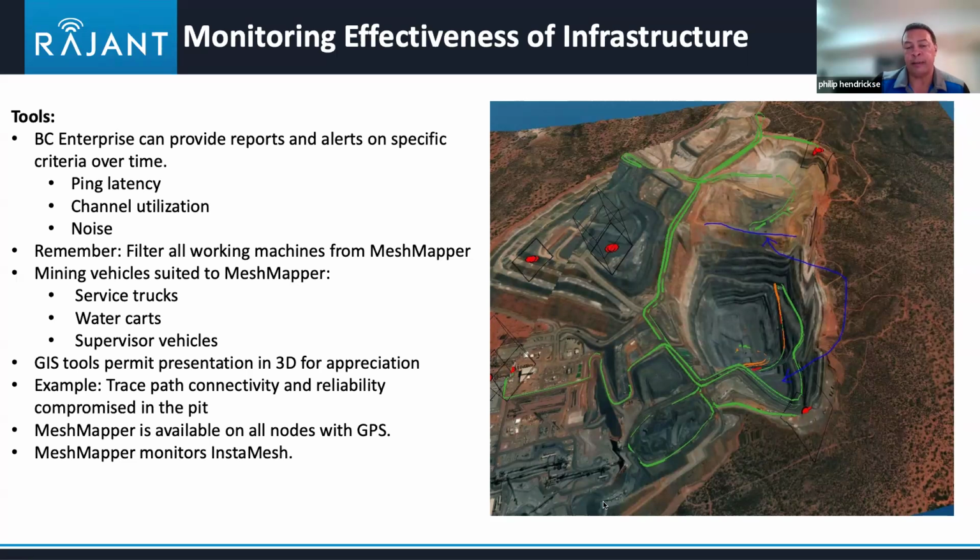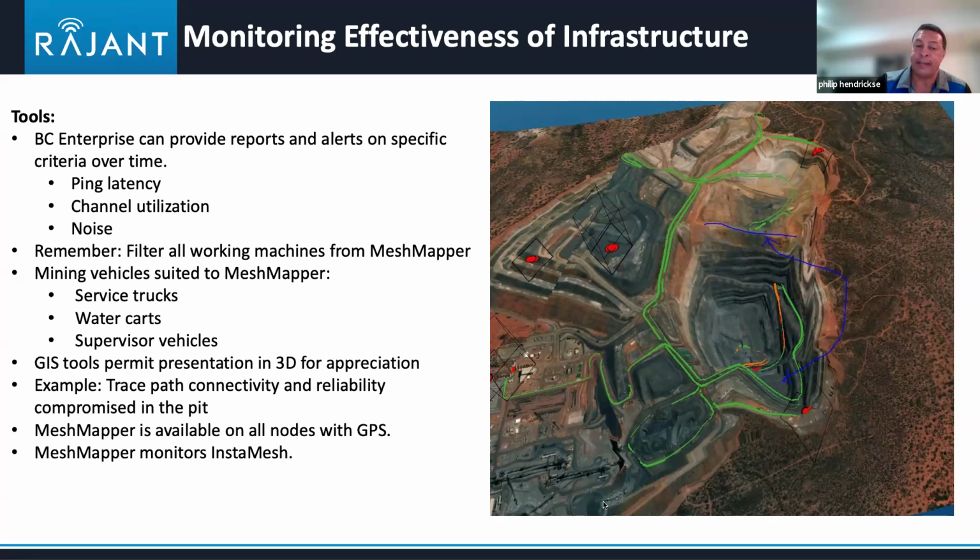Over on the right-hand side, we actually take the output of Mesh Mapper, which is essentially a GPS pickup. We can then present that in a three-dimensional GIS application like Global Mapper, QGIS, or whatever it is that you have. And you can get a really, really good visualization of how your comms is performing, and where it is degrading. And the good thing about looking at the trace path, which I've highlighted over here, is you can see where your infrastructure is deficient in this pit.